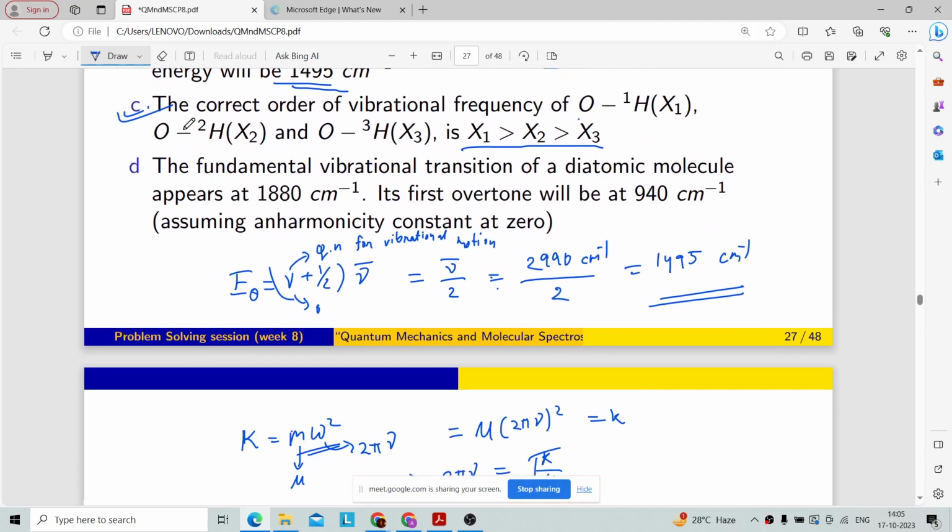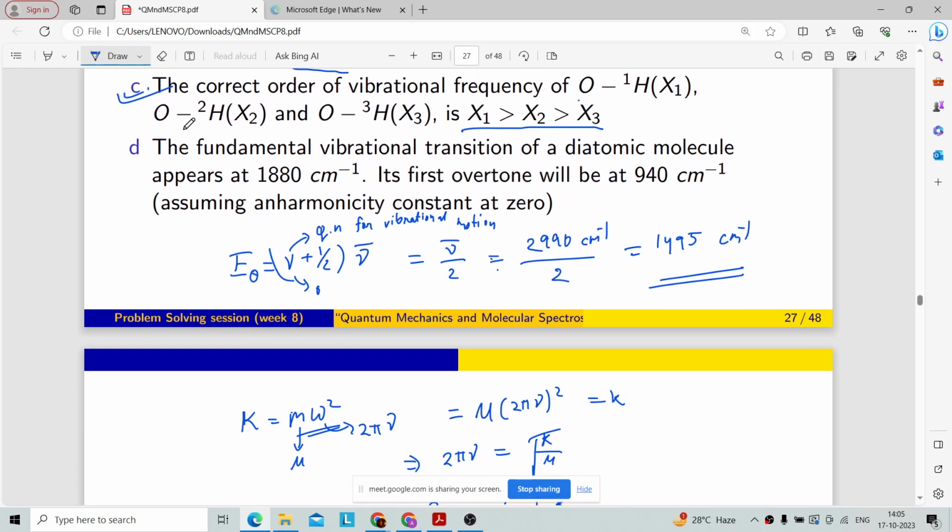Okay, then moving on to the next option. The fundamental vibrational frequency of a diatomic molecule appears at 1880 centimeter inverse. Its first overtone will be at 940 centimeter inverse, and the anharmonicity constant is 0. That means we can assume this is a purely harmonic oscillator.